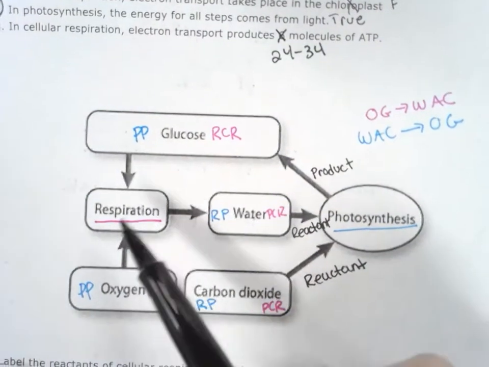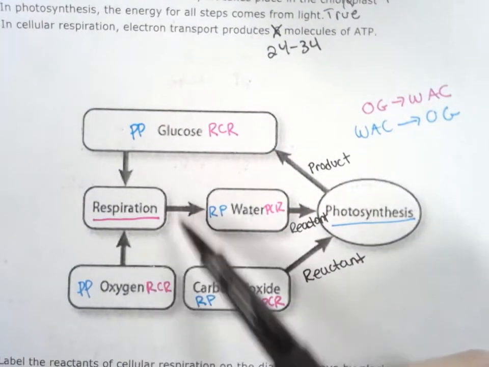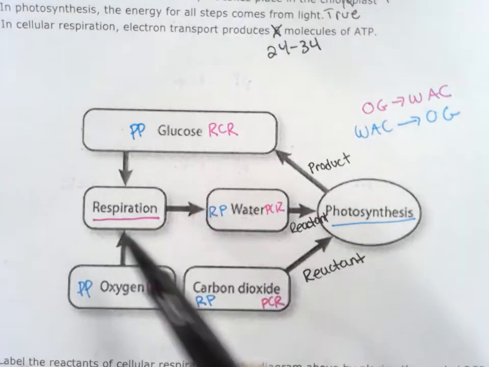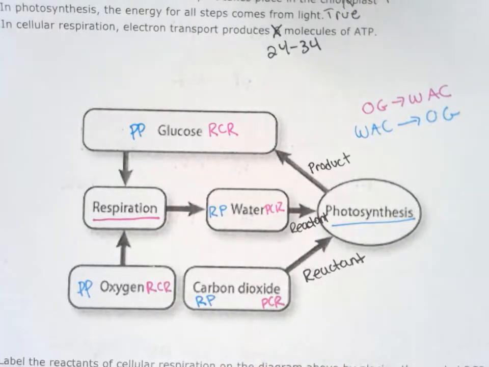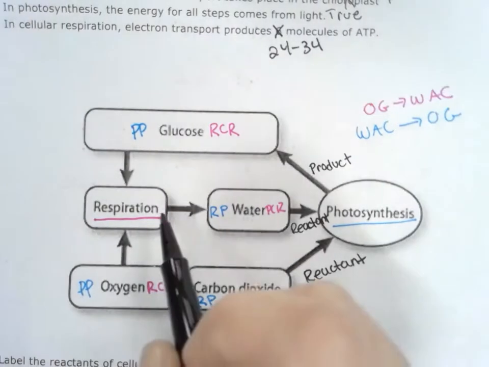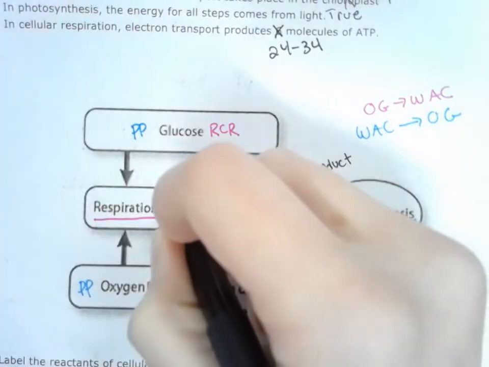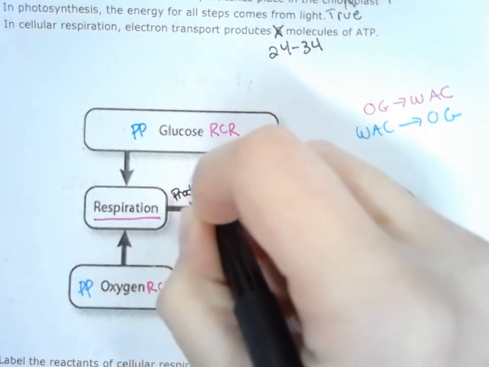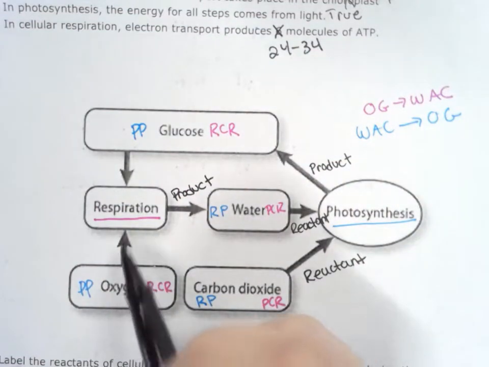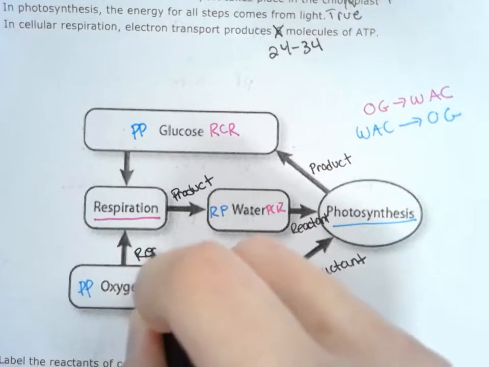All right, if I look over to respiration, I have three arrows pointing either toward or away, so that means I have reactants and products. My arrow pointing away indicates that water is a product. My arrows pointing inward indicate that oxygen and glucose are reactants.